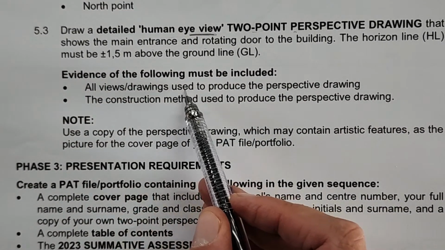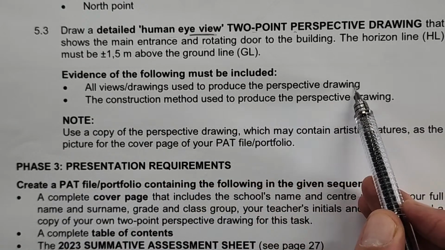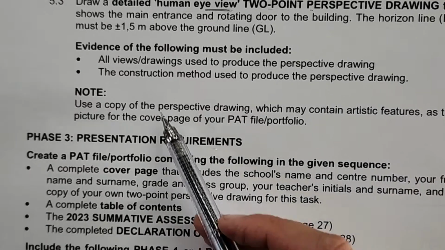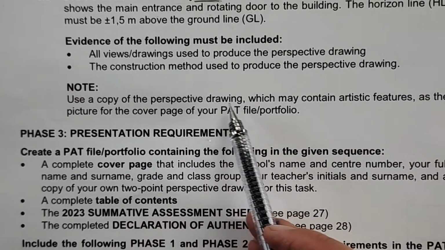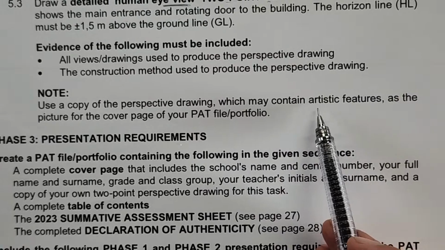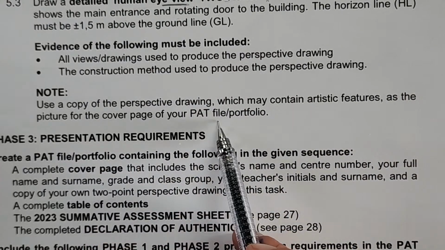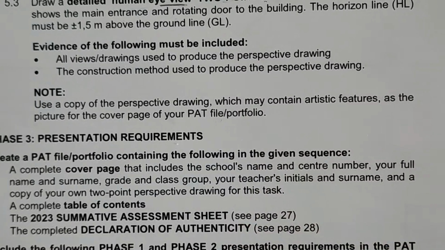Evidence, all views, drawings used to be produced. This perspective drawing must be shown. The construction method used must be shown. And in the end, a copy of this perspective drawing, which you can, of course, add some artistic features on, must be on the cover page of your actual pad portfolio.